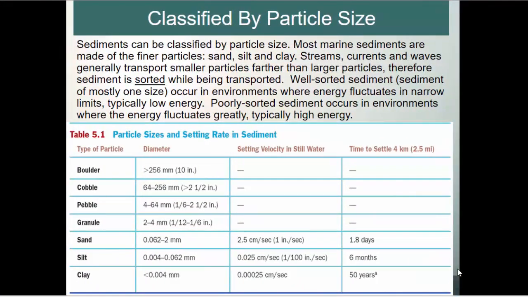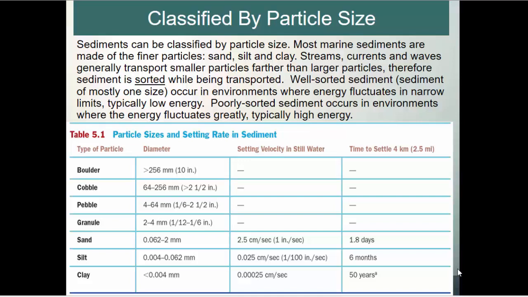Sediment can be classified by the particle size. Sediments can be classified by the size of the individual particles, with most marine sediments being made of finer particles, those small particles such as sand, silt, and the really small stuff, the clays. So streams and currents and waves generally transport smaller particles farther than larger particles. Therefore, sediment is sorted while being transported.